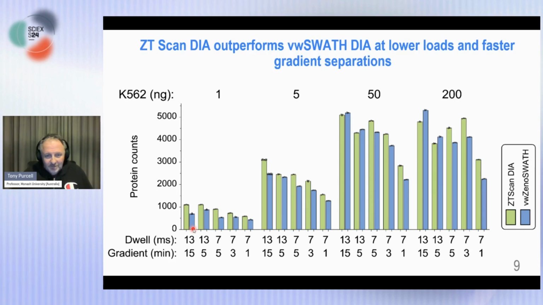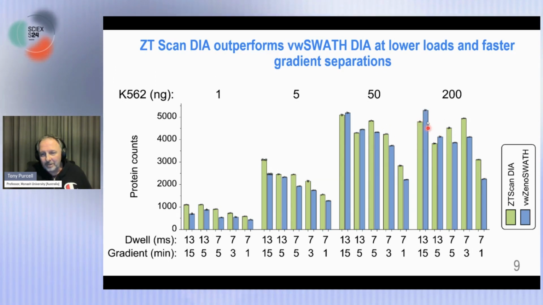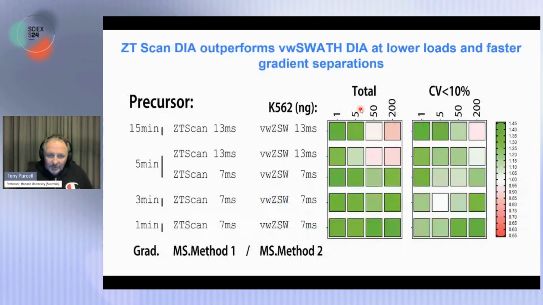And rather than spend too much time drilling on this data, what you can see here is that we see the ZT scan DIA outperforming the variable window SWATH DIA, particularly at lower loads and faster gradient separations. You can see here, for example, with the high loads, the variable window SWATH method is actually performing a little better. Another way perhaps to look at this data is to look at it in a heat map.